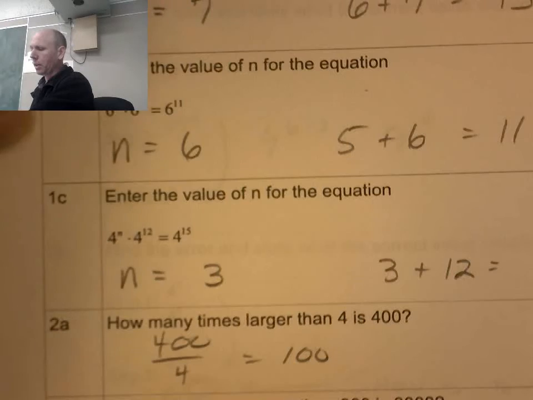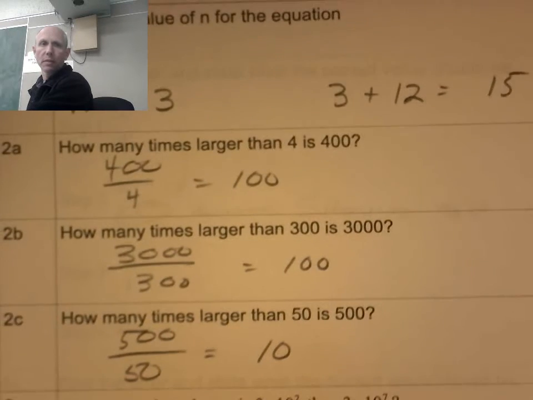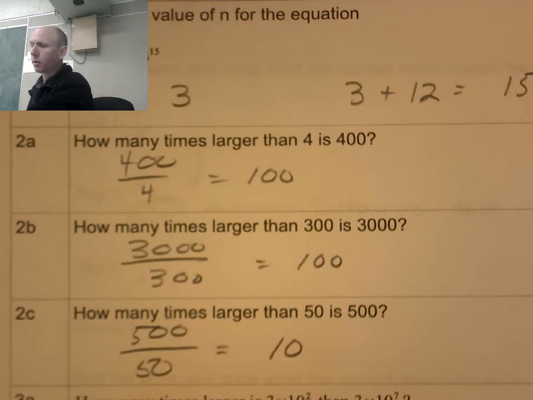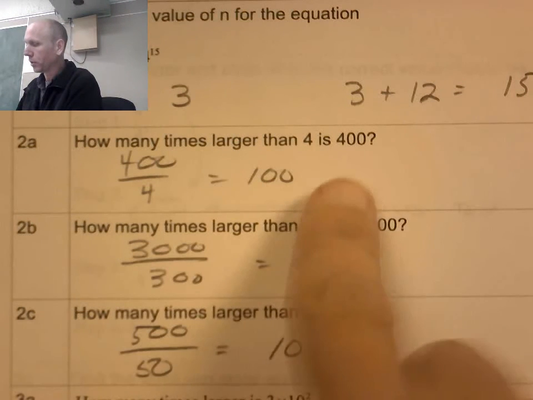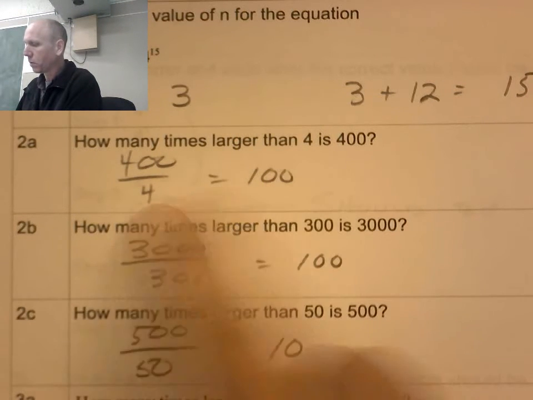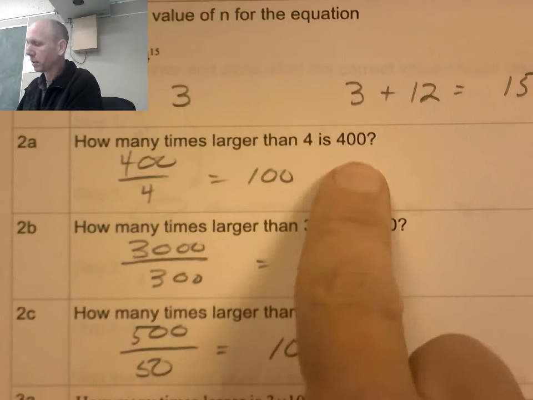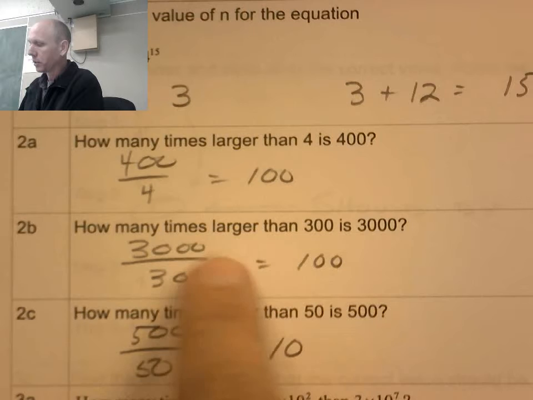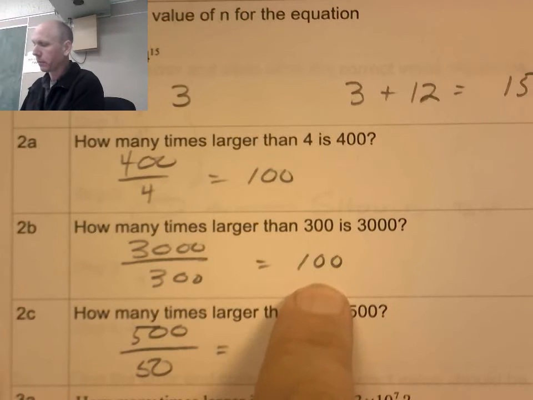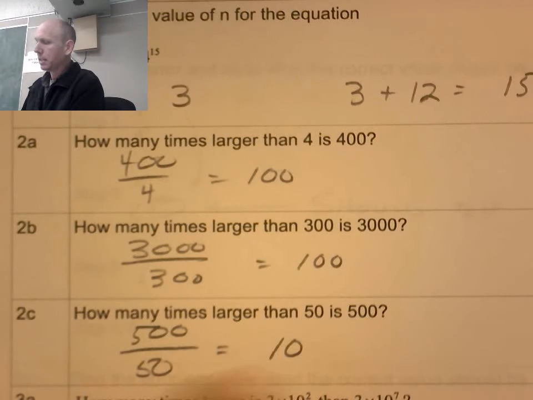Makes those work. This next one isn't actually on the final, but I'm giving you 4 examples of it to get you ready for the next question, which is on the final. How many times larger than 4 is 400? So 400 divided by 4 is 100. So this is 100 times bigger. 3,000 over 300 is 100 times bigger. 500 over 50 is 10 times bigger, excuse me.